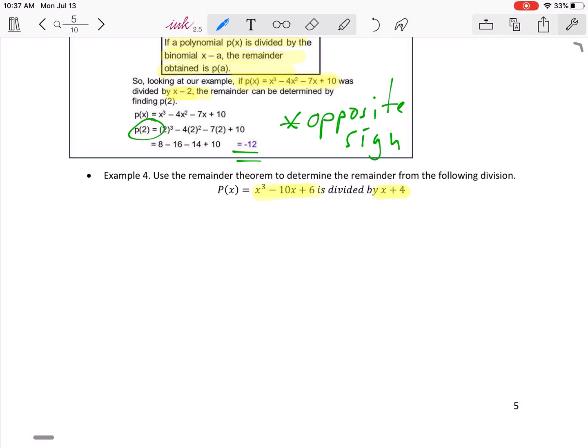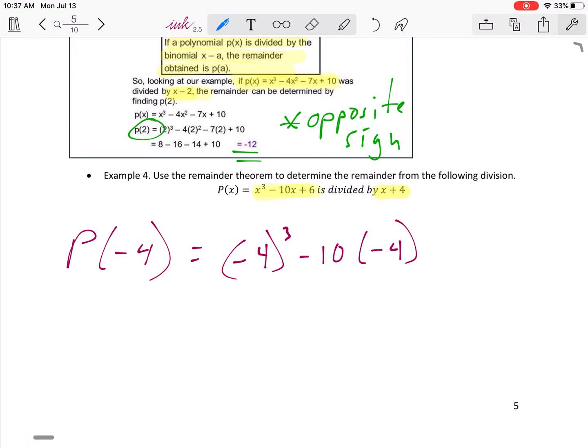Okay, so what we're going to want to do here is find p of negative 4. Again, notice it's the opposite sign. It's x plus 4, so that's why we're using negative 4. So just sub that in. Okay, so you're going to get negative 4 cubed minus 10 times negative 4 plus 6, which is going to give you negative 64 plus 40 plus 6, which is going to give you negative 18. Okay, and so there's your remainder.